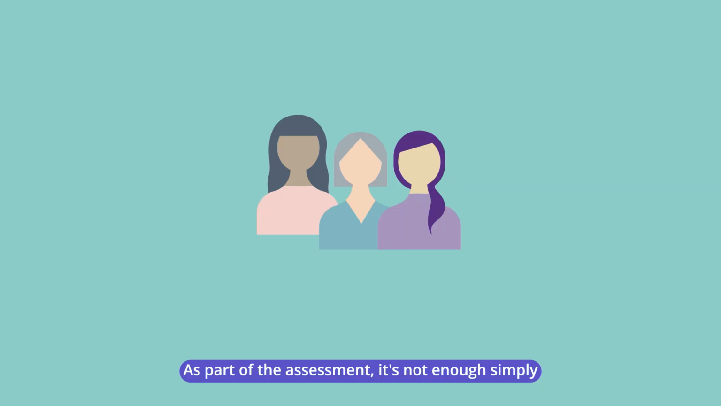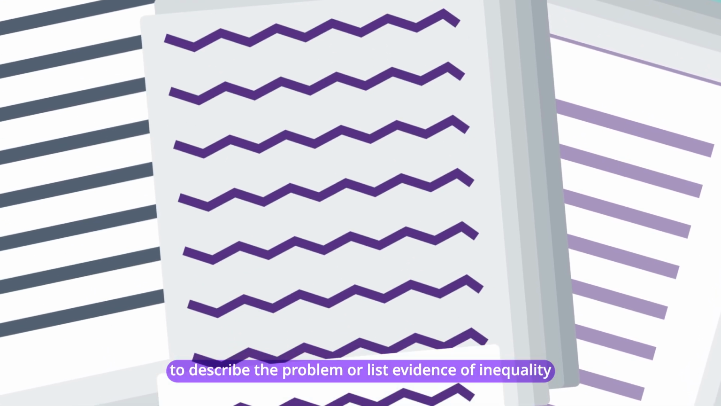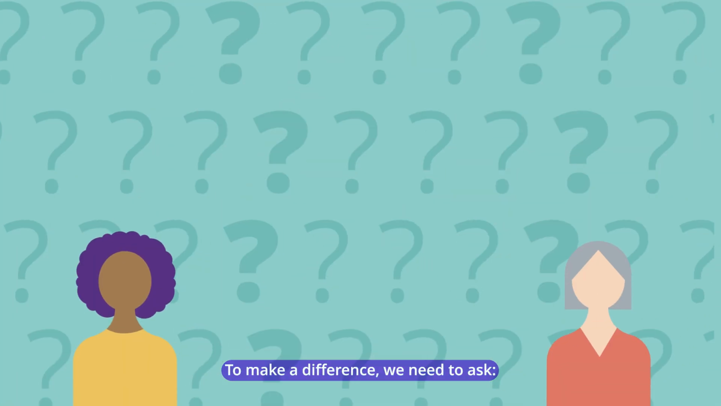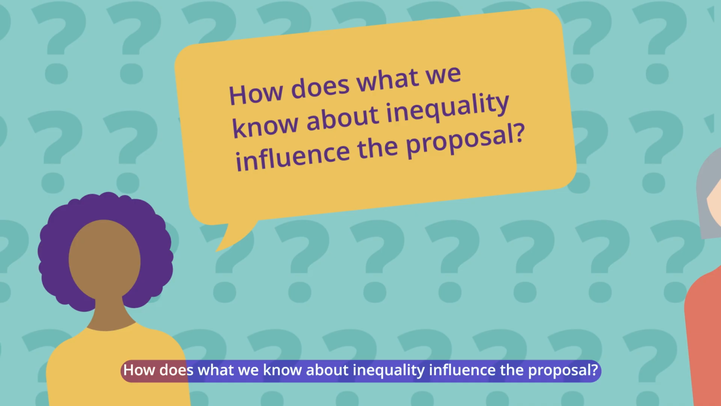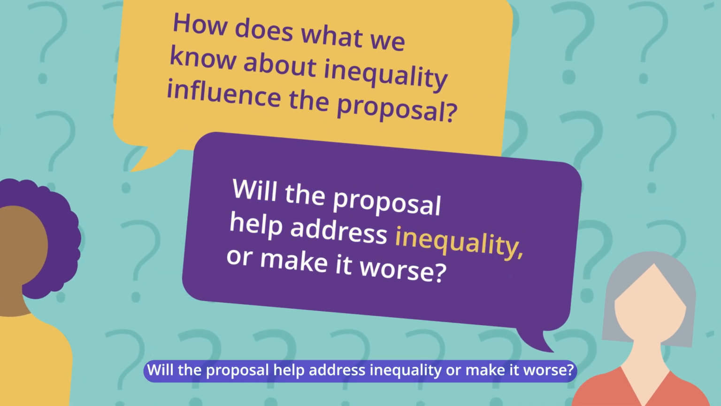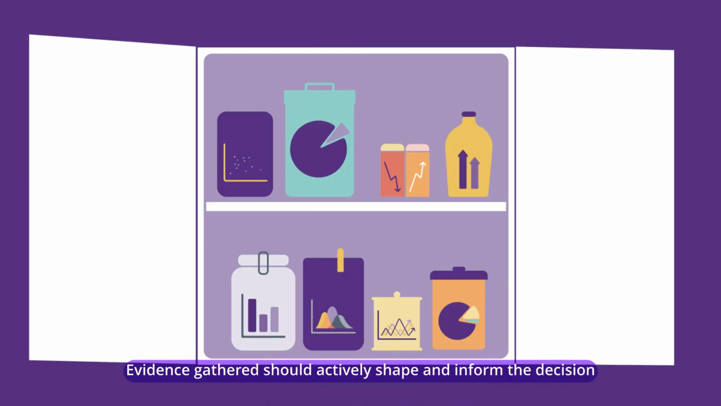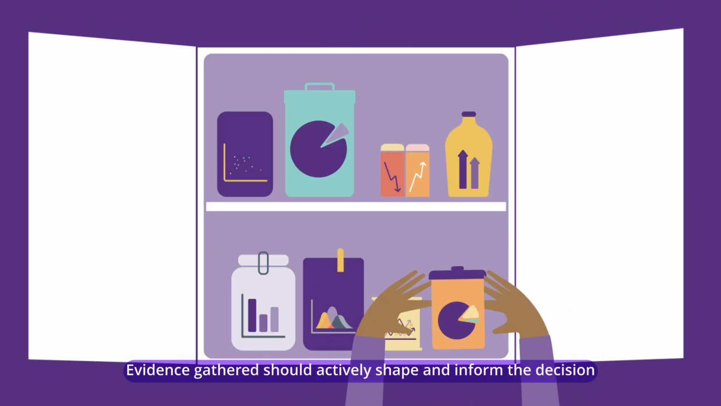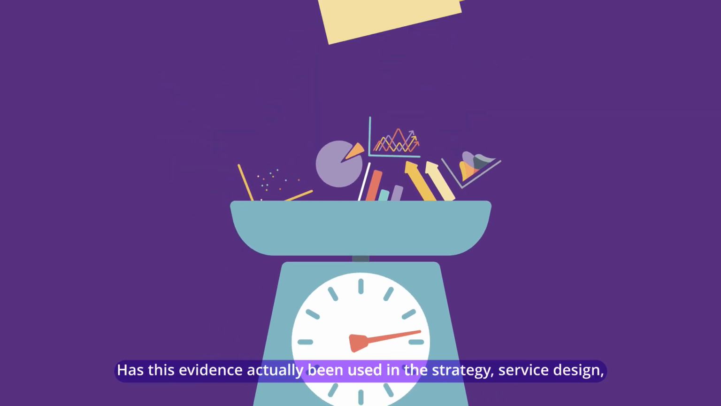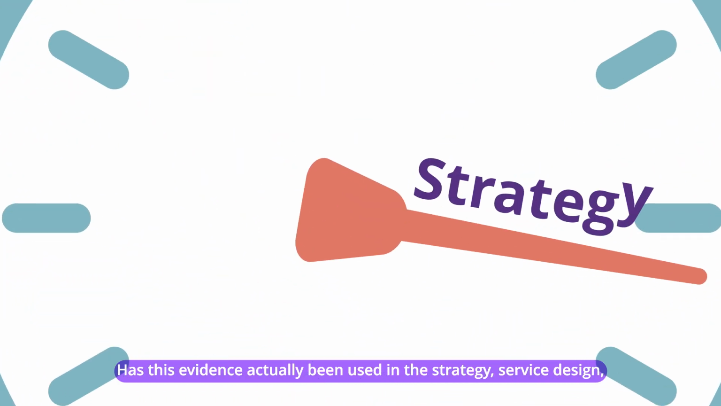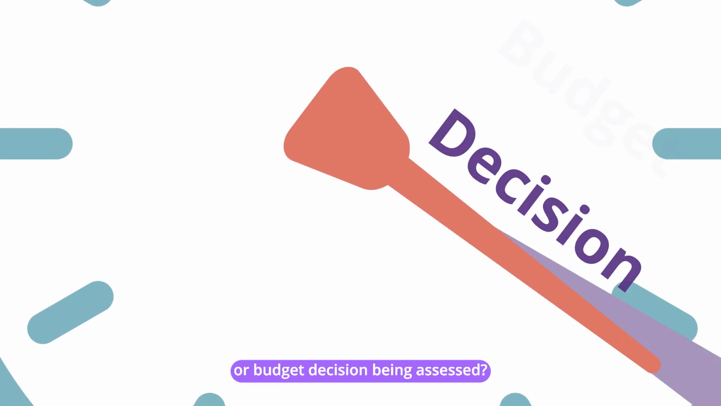As part of the assessment, it's not enough simply to describe the problem or list evidence of inequality. To make a difference, we need to ask, how does what we know about inequality influence the proposal? Will the proposal help address inequality or make it worse? Evidence gathered should actively shape and inform the decision. When including a source in an impact assessment, ask yourself, has this evidence actually been used in the strategy, service design, or budget decision being assessed?